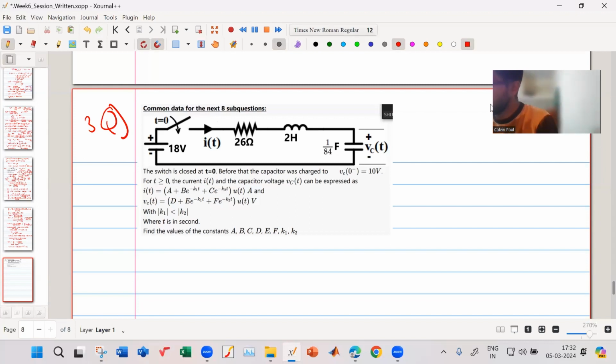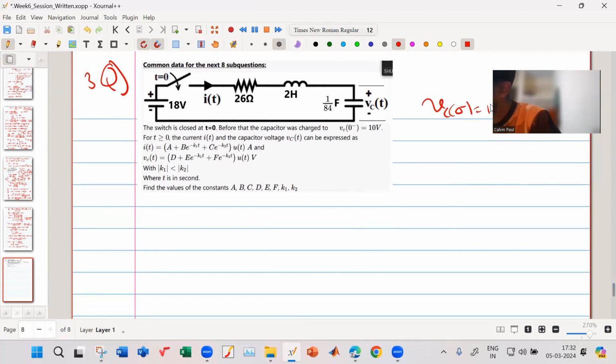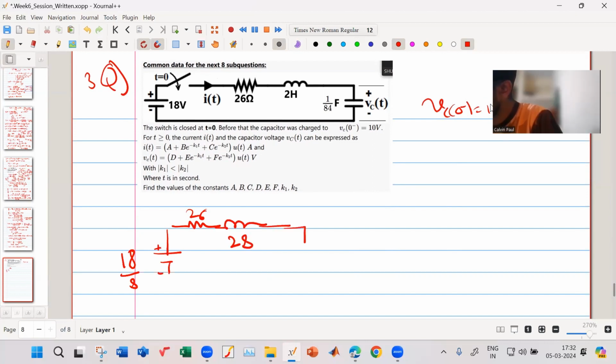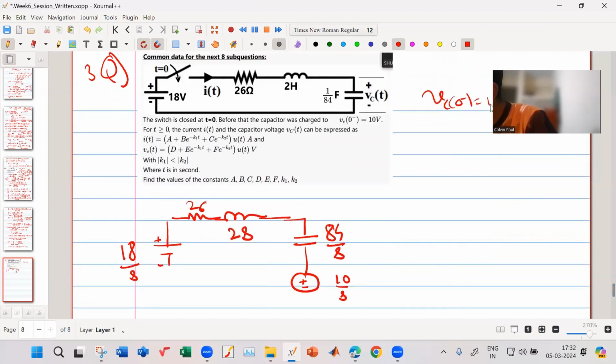Okay. So now I will convert this. My VC of 0 minus is given to be 10 volt. So I will convert this circuit. It will become 26 ohm. This will become 18 upon S. This will become 2S. This will become 84 by S. And this will become minus 10 by S because of the initial voltage across the capacitor. And this is my I of S.